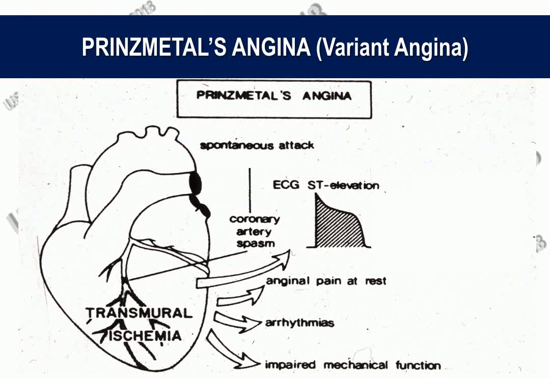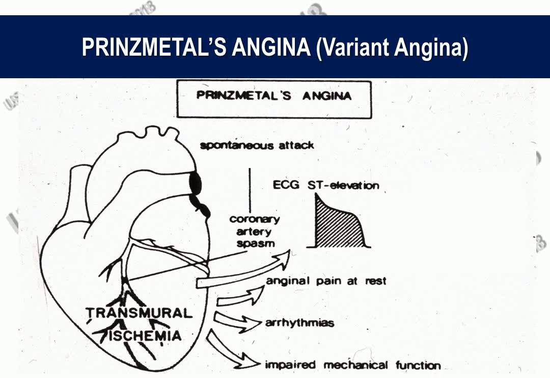Now, just a particular mention for what we call Prinzmetal's angina, otherwise also known as variant angina. This is an anginal syndrome that might occur usually in young patients. They come to you with chest pain, but its pathophysiology is different because it's caused by coronary artery spasm. And during the chest pain, the ECG would show ST segment elevation.